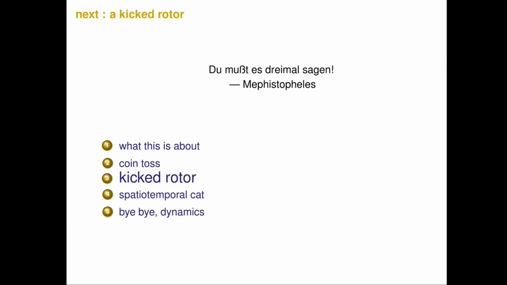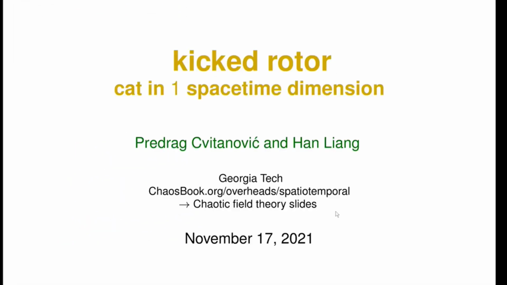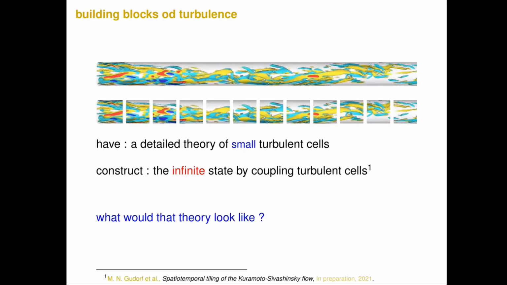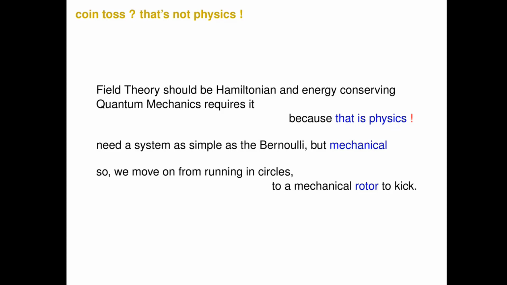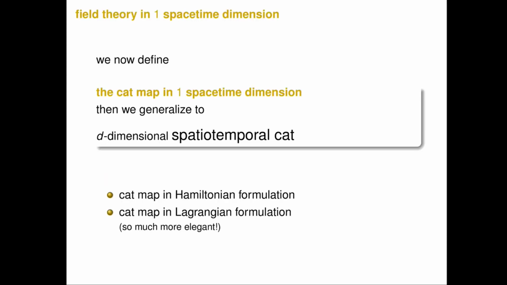This is not physics, because physics is things that preserve energy. So let's do it as a piece of physics. We would like to find blocks, but we would now like to find something that's Hamiltonian, energy conserving, can be turned into quantum mechanics. So the simplest example is to look at the kicked rotor.